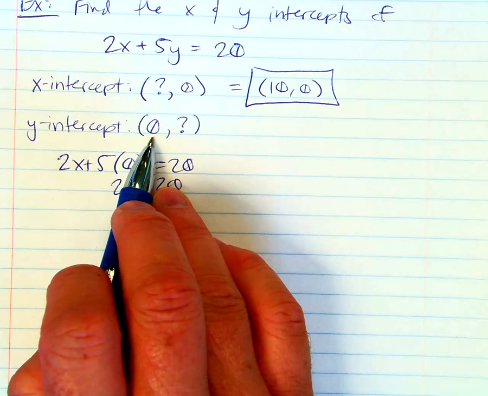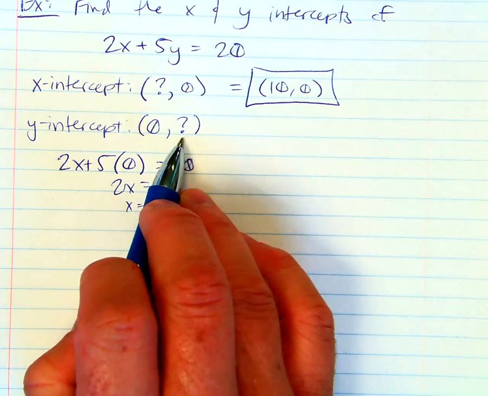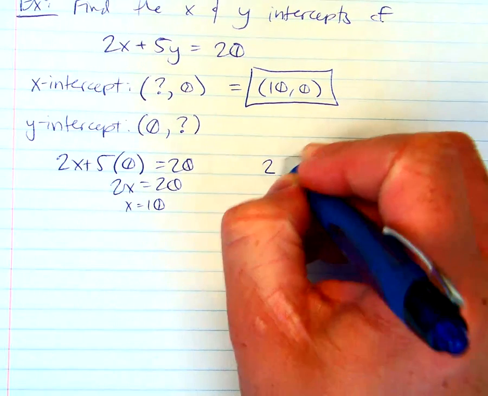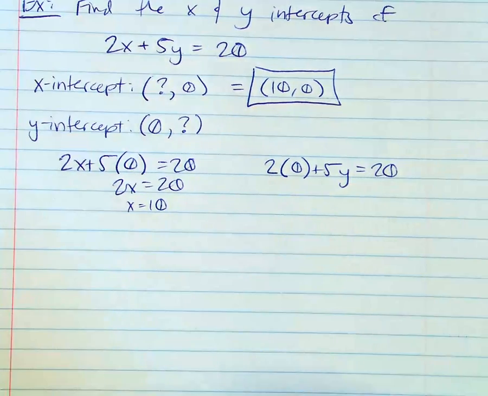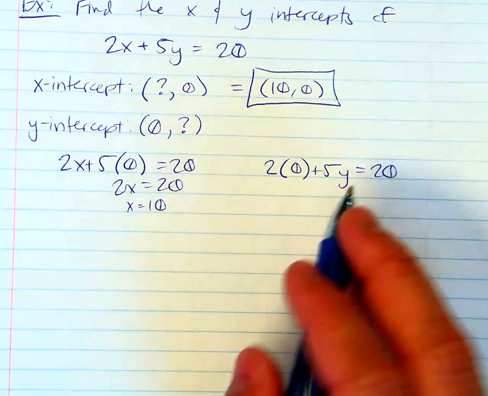Then we say, well, in a y-intercept, the x-coordinate has to be 0, because we don't go left, we don't go right, we just go straight up and down on the y-axis. So 2 times 0 plus 5y equals 20. And it's the same idea. 2 times 0 is 0. It's nothing. We don't need it.